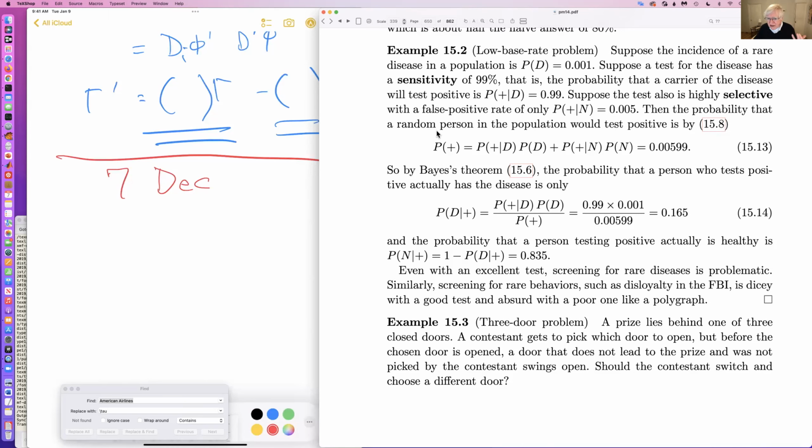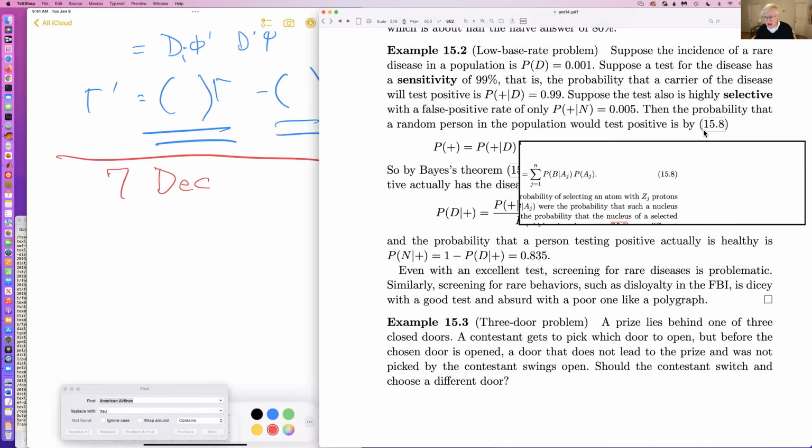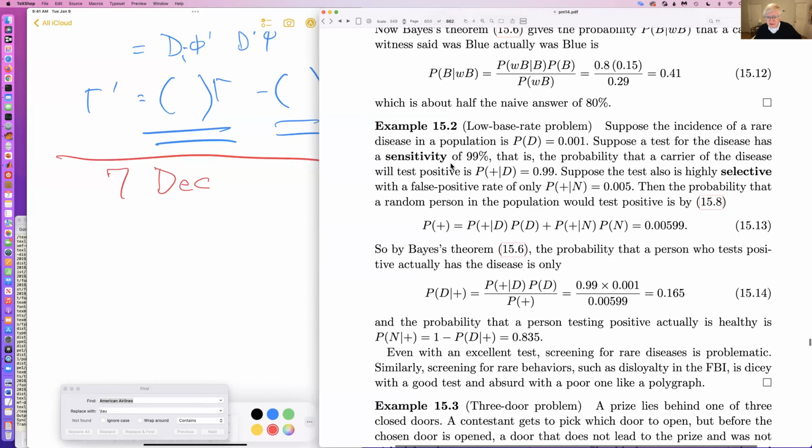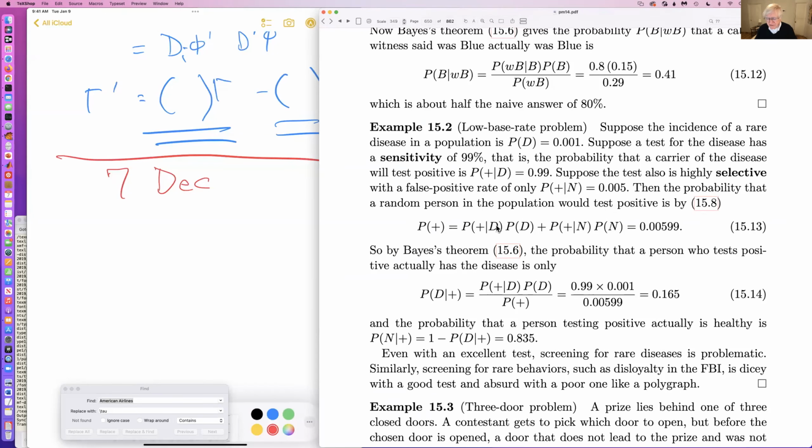And the probability that a random person in the population would test positive is probability positive given disease times probability of disease, plus probability positive given not diseased times probability not diseased. Well, if we put those numbers together that we already have, we have this one, we have that one, and then we have this one and this one, probability not diseased being 0.999 actually. And you multiply them together and you get something like 0.006.